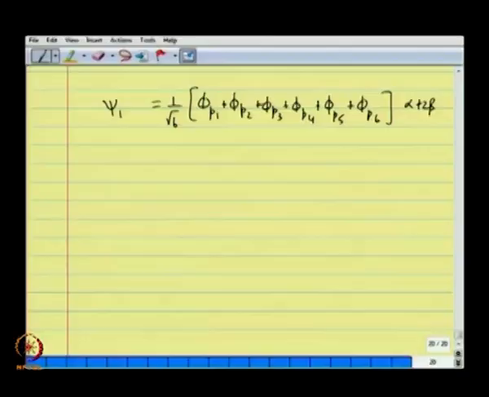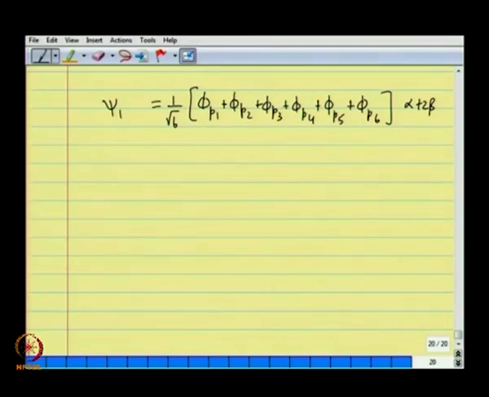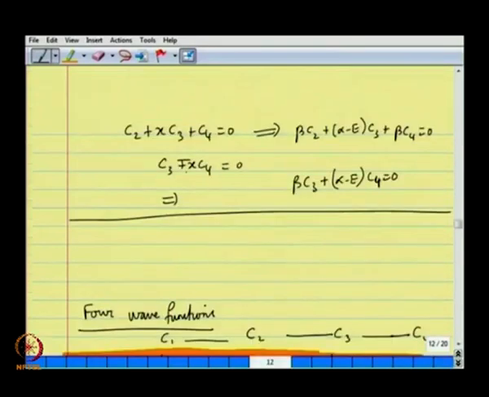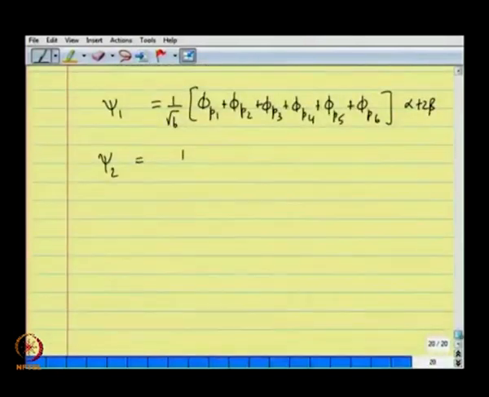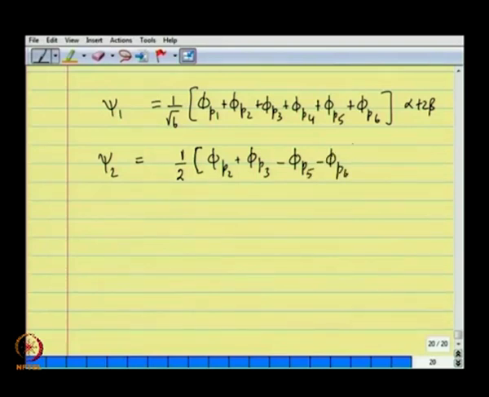What are the other 5 orbitals? Let me quickly write them down and also draw the pictures of some of them to give you an idea of what the nodal planes are and so on. So, let us look at psi 2. It is 1 by 2 times phi p 2 plus phi p 3 minus phi p 5 minus phi p 6. Okay.